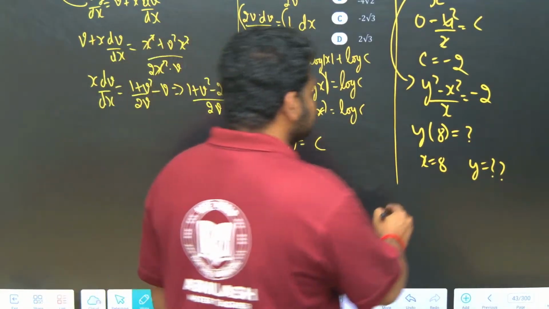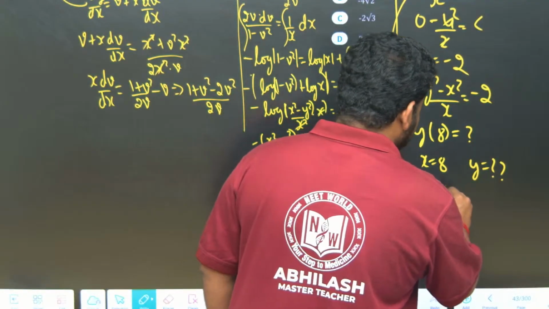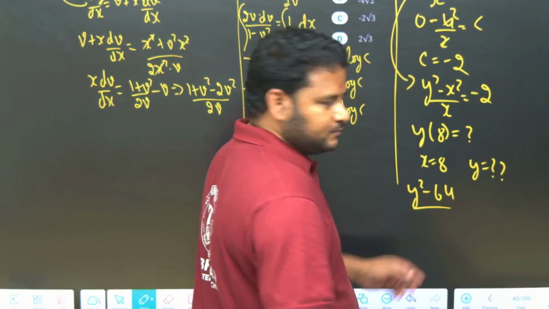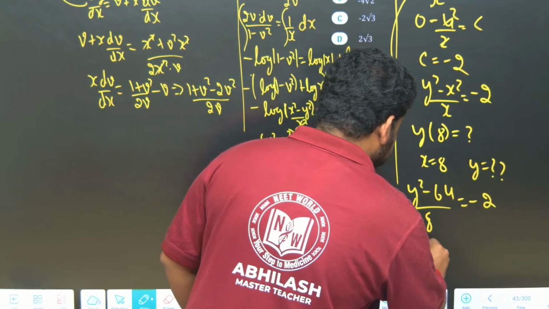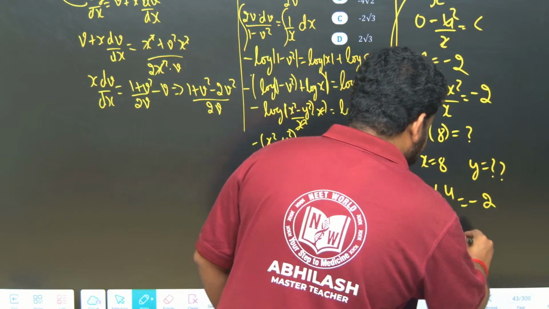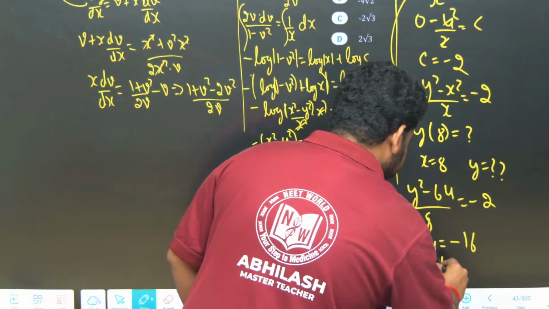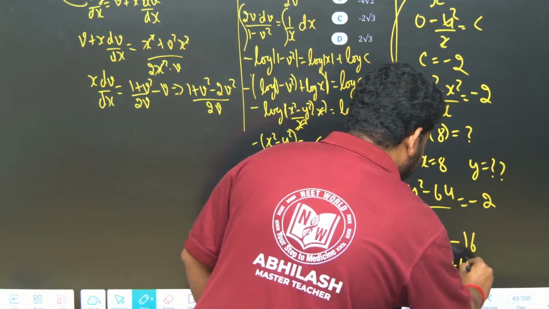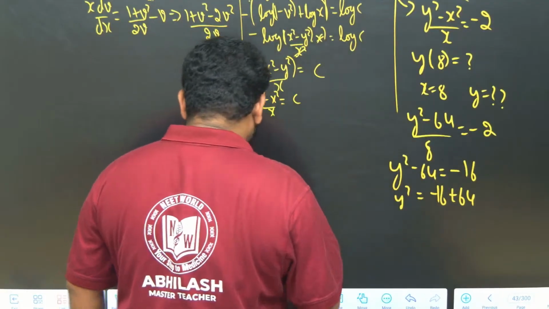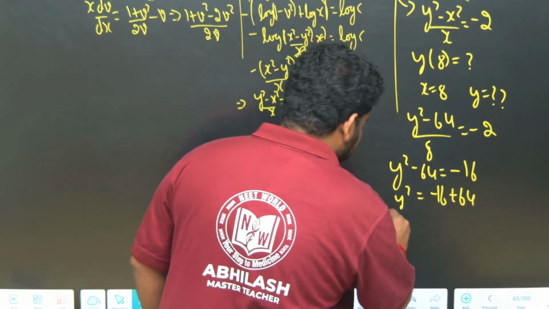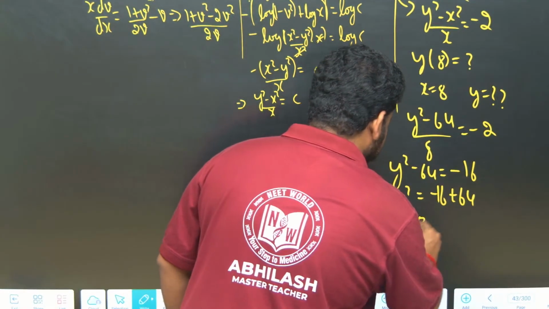So we have to put x is equal to 8. Y square minus 8 square, which is 64, by 8 is equal to minus 2. So y square minus 64 is equal to minus 16. If I send it to that side, this will become minus 16 plus 64. What I'll get is y square is equal to 48.